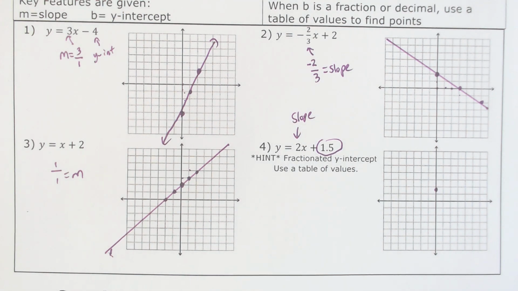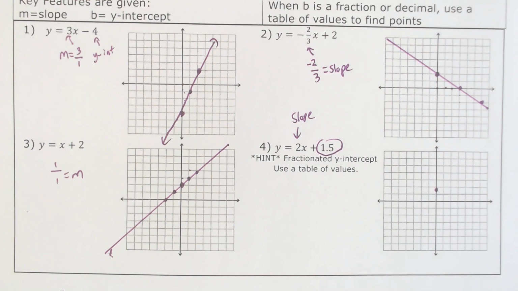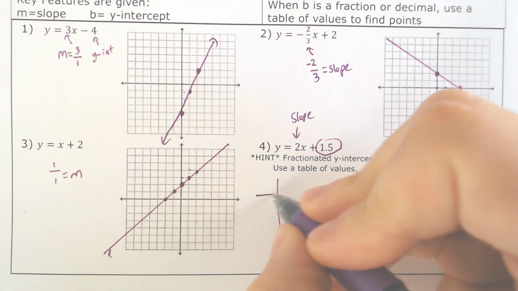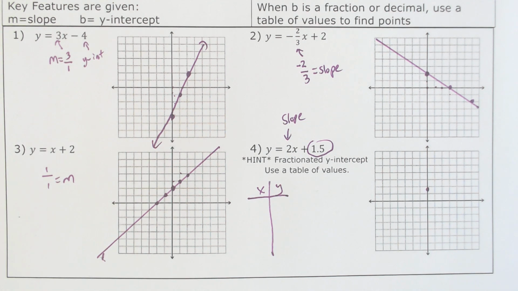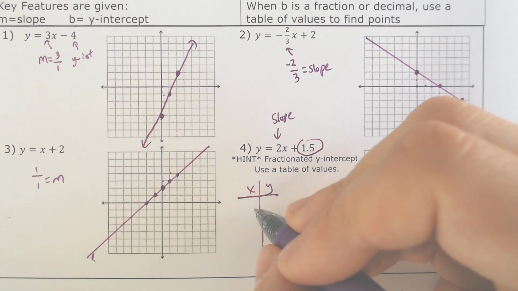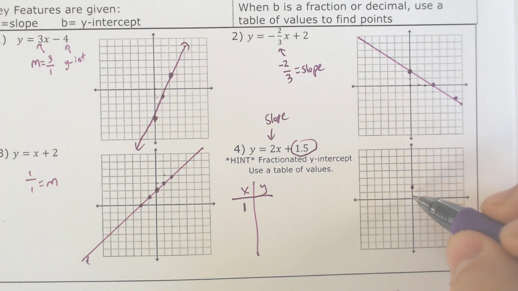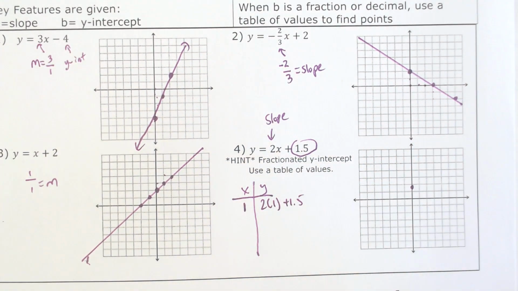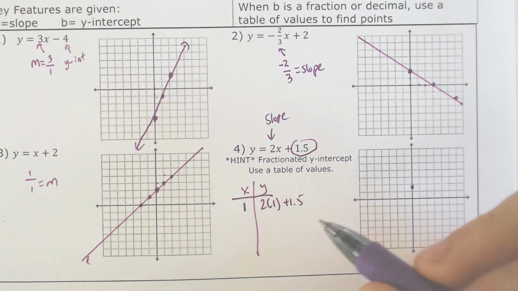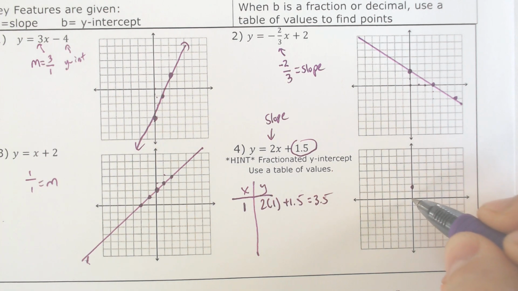So an option for doing this problem could be plugging in values in a table. You could plug in some values for x and y in a table. No matter what form you have, if you need to be more precise, you should plug in more precise values. So if you plugged in, let's say 1 for x, what would we get for y? Well, that would be 2 times 1 plus 1.5, which would be 2 plus 1.5, which is 3.5, which is also not incredibly helpful, but that doesn't mean you can't plot it.